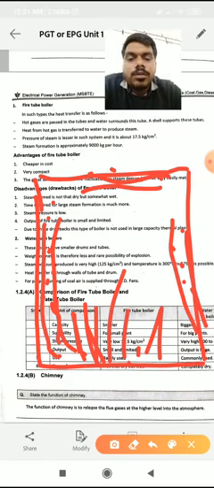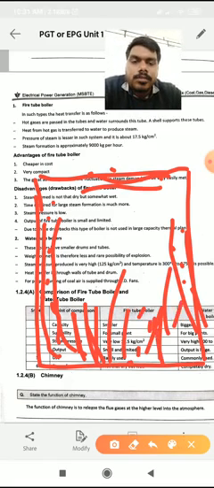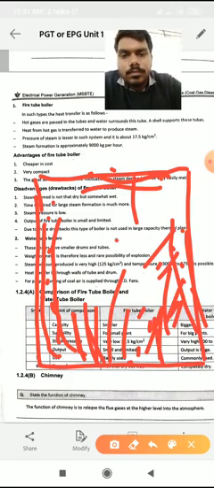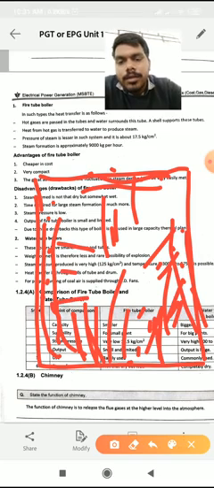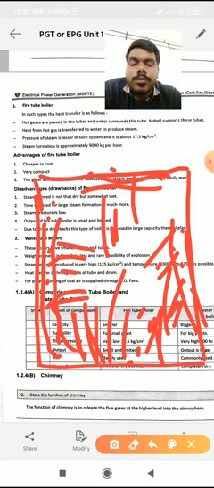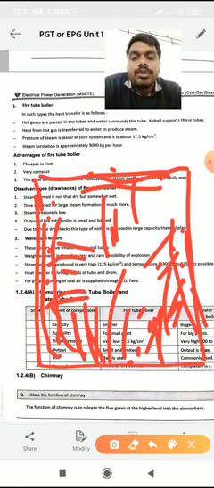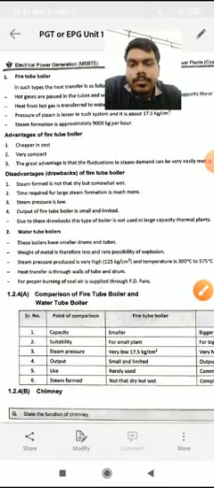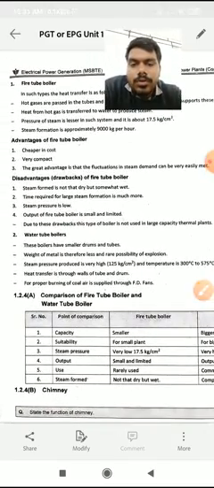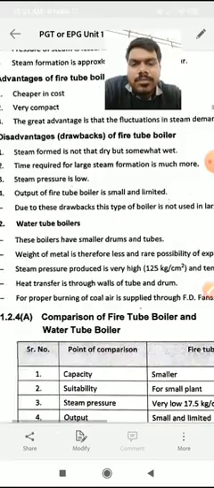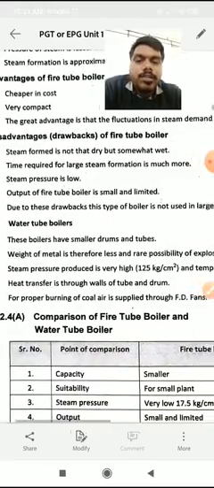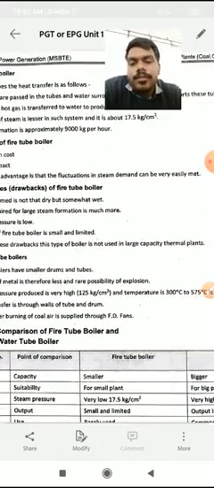Burning the coal will cause the gas to flow upward and impact the metal pipes and heat the water, and due to this heating the steam will be released. Okay, so there is a special arrangement, right? For proper burning of coal, air is supplied through the FD fan.